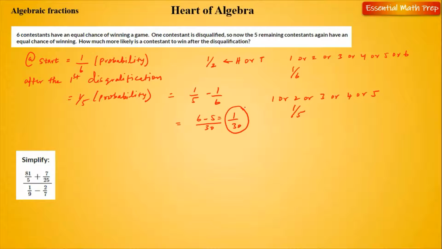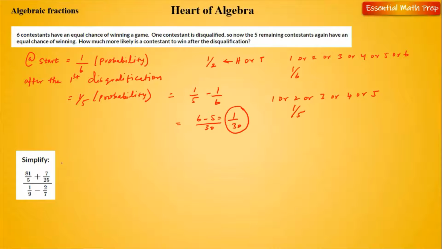Because now you're competing with 5 people and you have just as much of a chance of losing the game as anybody else. So you have to find the net probability, and the only way you do it is you subtract the probability after the disqualification and the probability at start. That'll give you the net probability. All right. Okay, let's continue.